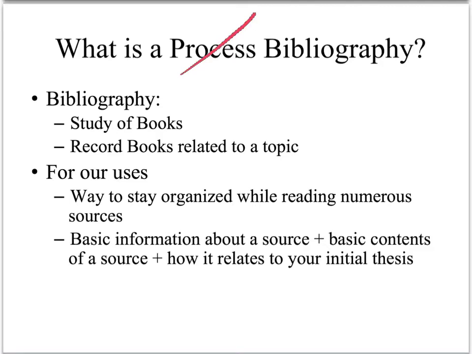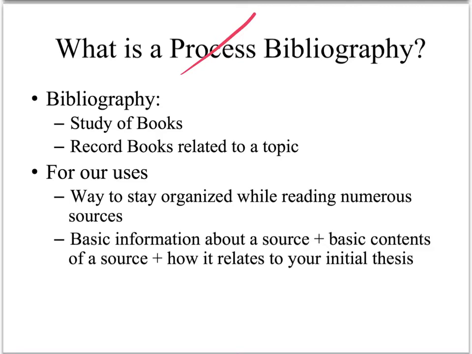So at the end of a paper, you list your bibliography. That's a list of the books that are related to the topic that you just wrote about. Or at the end of a book, somebody might give you a bibliography of continued reading. For us, we're adding in the process word, and we'll be using it as a way to stay organized while reading numerous sources. So it's a record-keeping device for you.